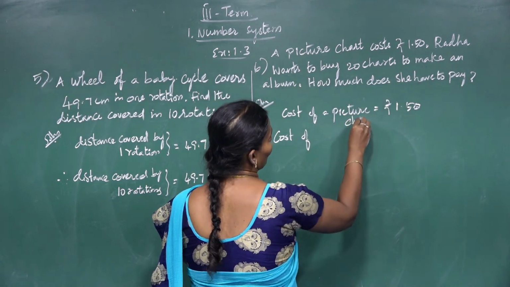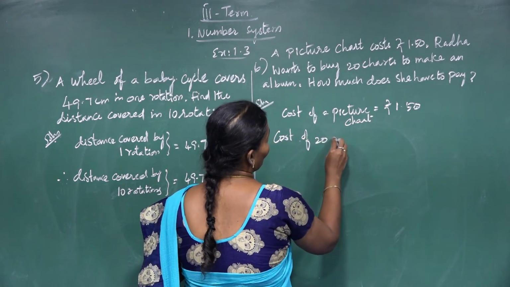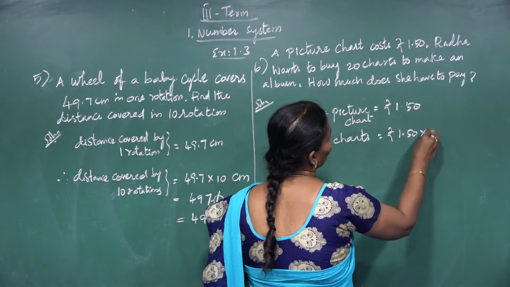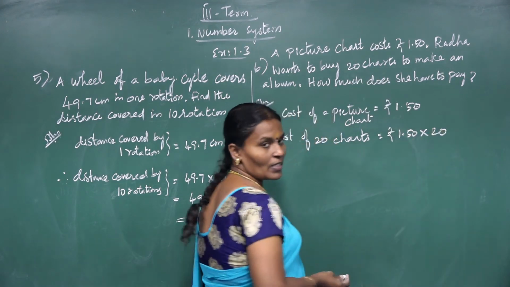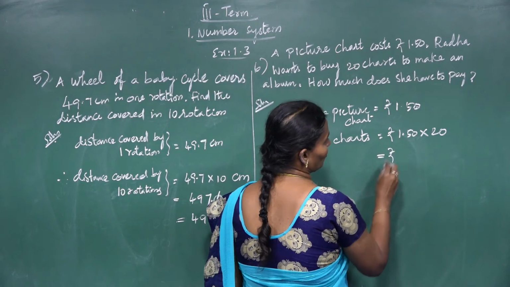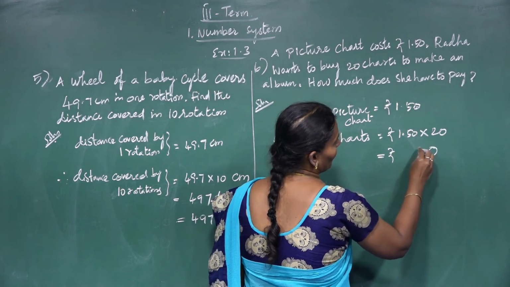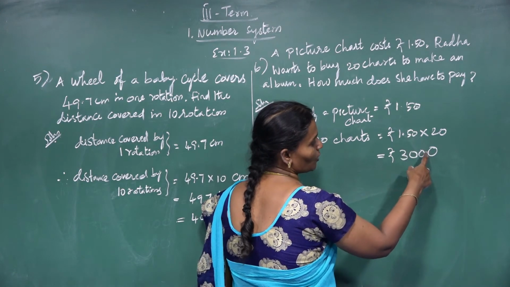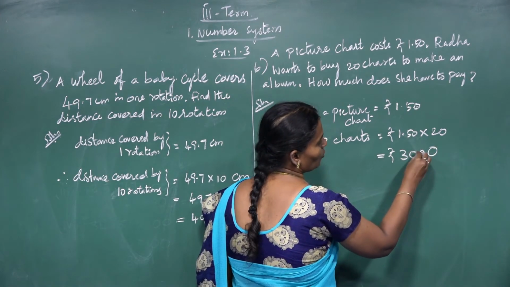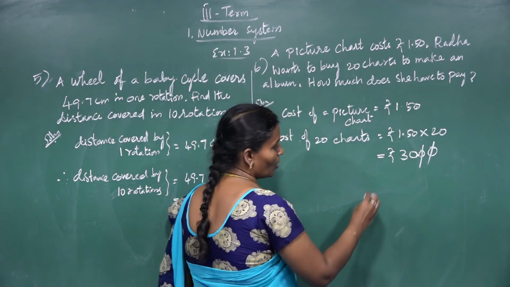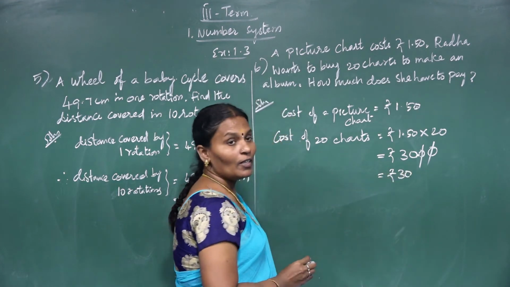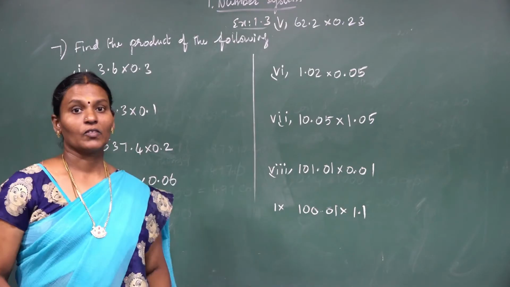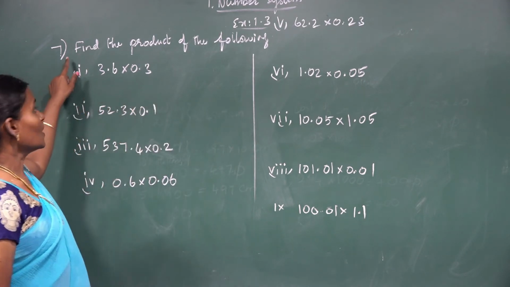So cost of 20 charts is equal to rupees 1.50 multiplied by 20 charts. Now this is equal to, see here, 2 zeros you put, then 2 15s are 30. Now count how many decimal places? 2 decimal places. So you put the decimal point after 2 digits. So 1, 2. Put the decimal point here. You cancel these 2 zeros. We get rupees 30. So therefore the cost of 20 charts is equal to rupees 30. Understand, children? Good.